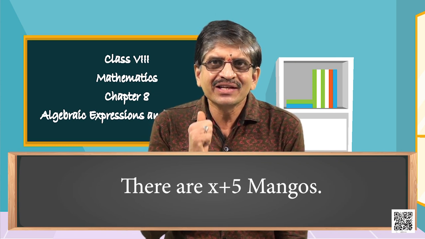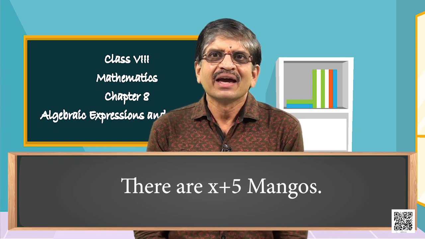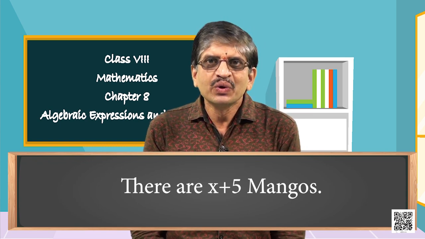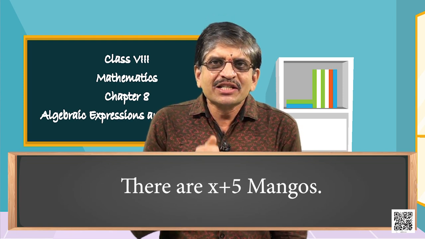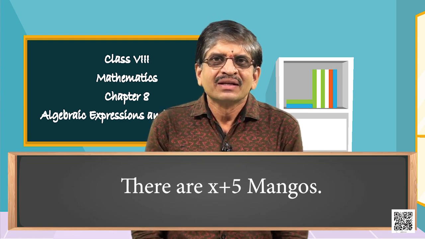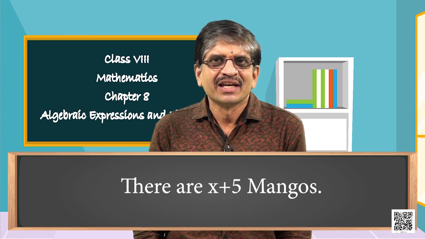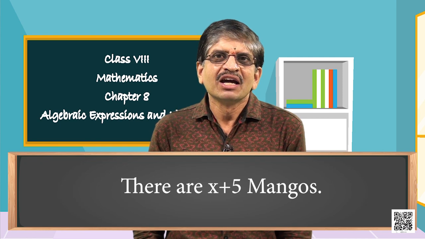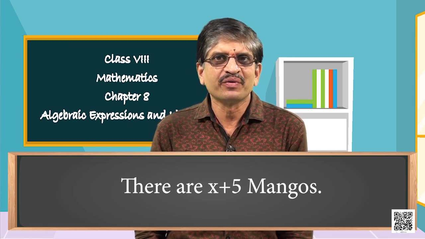How did you get this X plus 5? Good. By adding X and 5, you got X plus 5. What do you call this X plus 5? X plus 5 is called an algebraic expression, which is formed with the variable x and the constant 5.